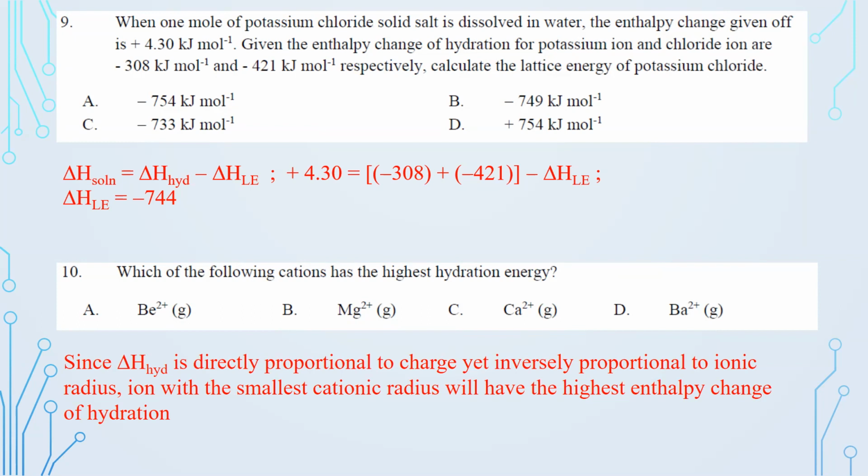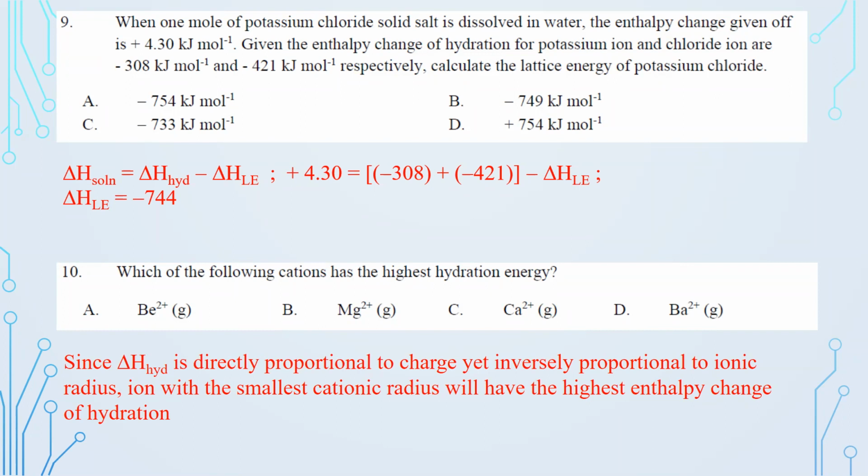positive 430 equals negative 308 plus negative 421. So after you press your calculator, you get your answer as negative 744. Okay, it seems that the answer in here is not in our choices. I apologize for that. I will just delete this question later. Sorry for that. But this is how we solve question number 9.